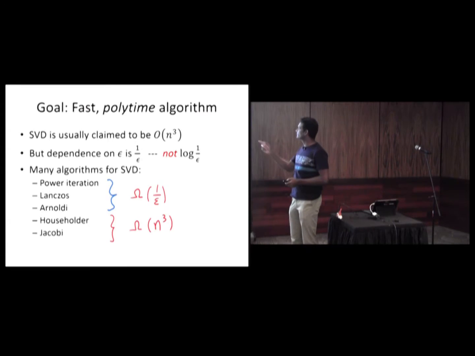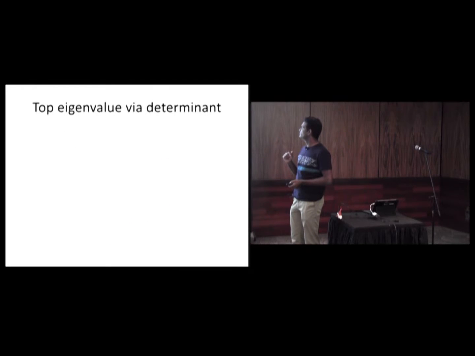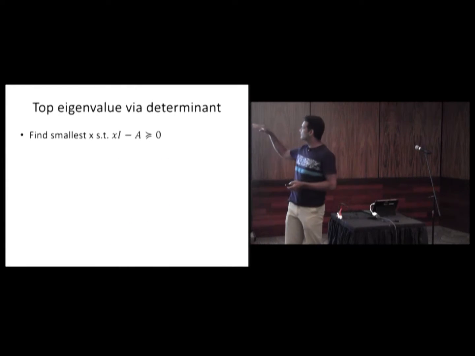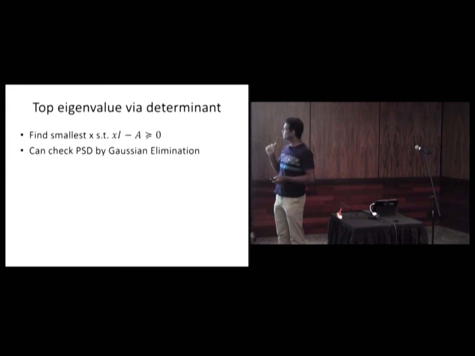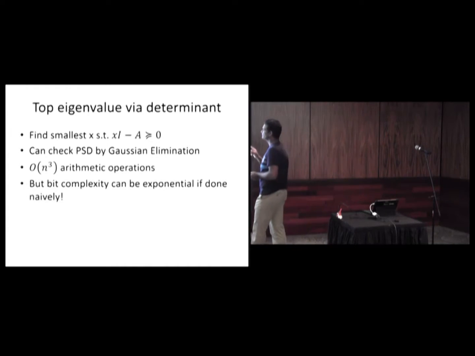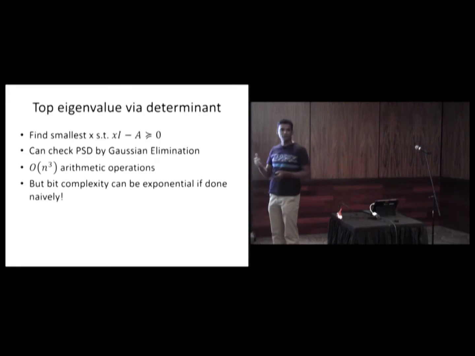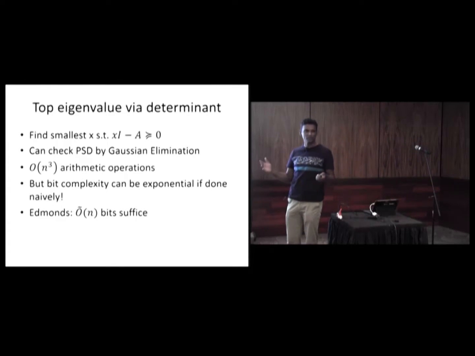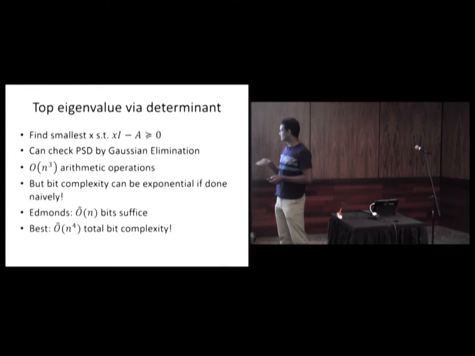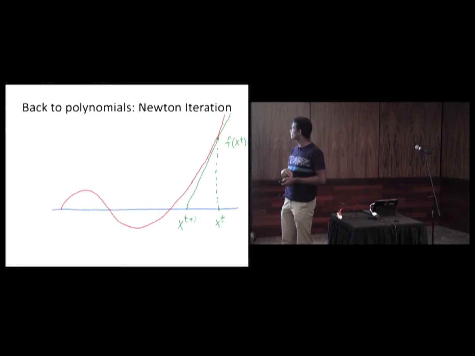Now, going back to the special case of the top eigenvalue, you can do it by the determinant: by binary search, find the smallest x so that xI minus A is positive semi-definite, which you could check by Gaussian elimination on this matrix which has a variable in every entry. That would take n cubed arithmetic operations, but the bit complexity can be exponential if you just do it as is. This, however, can be solved, as shown by Edmonds, using only order n, or tilde n, bits rather than exponential in n. So this gives n to the 4 total bit complexity, with log 1 over epsilon. So it is a polynomial time algorithm for finding the top eigenvalue of a real symmetric matrix.